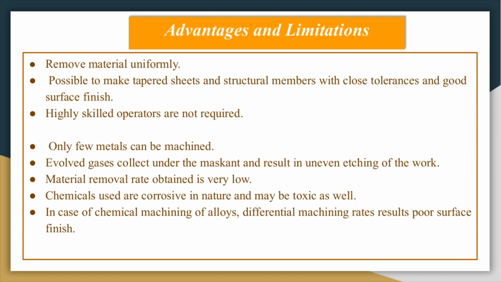Okay, so during this process the MRR is very low. The chemicals used are corrosive in nature and may be toxic as well. As a result, it may be harmful. Again, one more limitation is that in the chemical machining of alloys, differential machining rates result in poor surface finish. Further, MRR goes down because the etchant gets contaminated with the reaction product. So these are the limitations.